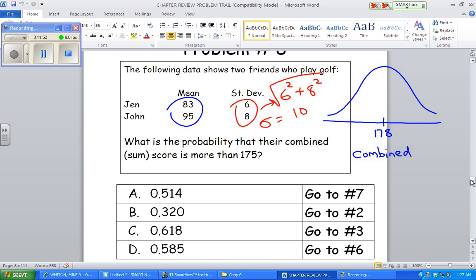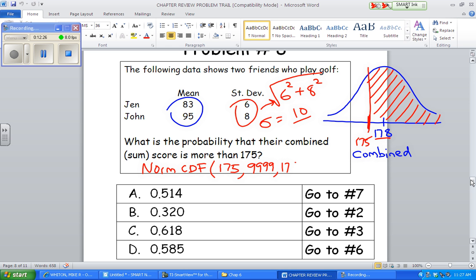Okay, so what this is boiling down to is being above 175, so wherever that would be, I'm asking myself, what are the chances that it's above 175? If we know the mean's 178, and we know the standard deviation's 10, it's just a normal CDF problem. So I'm just going to go norm CDF. Always cumulative with the normal, unless you're making a graph, which we really don't do. Our boundaries on this one, we want to start at 175. I'm just going to put a big upper bound, and we're going to use the mean, and then the 10 will be the standard deviation. That should end up giving you an answer of about 0.618. So about 62% of the time, they will score more than 175 combined.